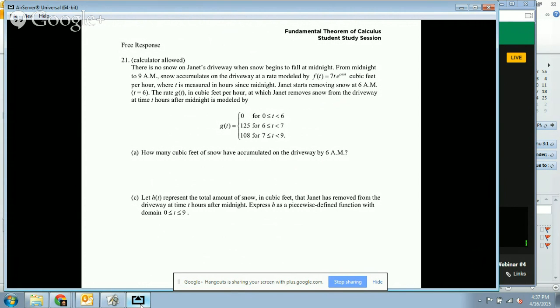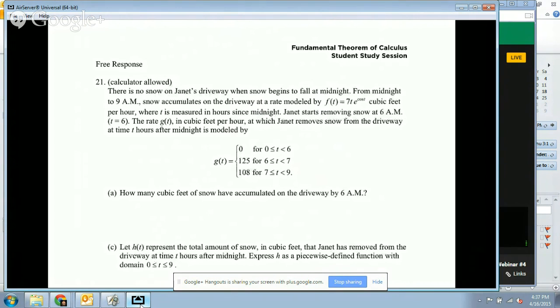So what I'm thinking right now is I'm making a note to myself, the amount of snow at time t equals 0 is 0. So that's kind of the note that I'm making to myself in my head before I even continue. All right, from midnight to 9 a.m., snow accumulates on the driveway at a rate modeled by this function right here. Now my calculator is allowed, so I'm not really paying that much attention to the function itself because I know I can always use a calculator.